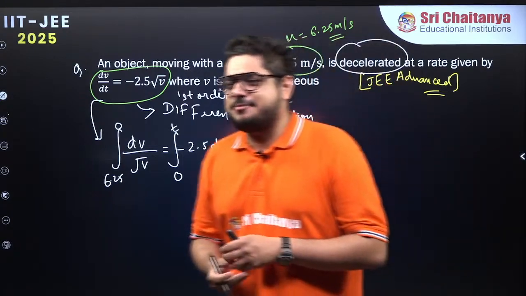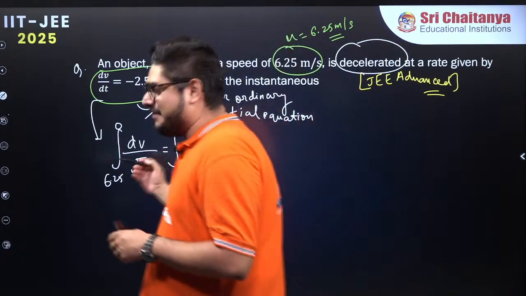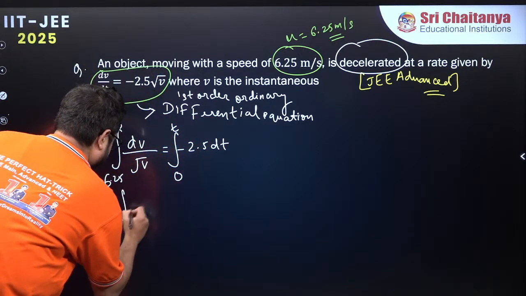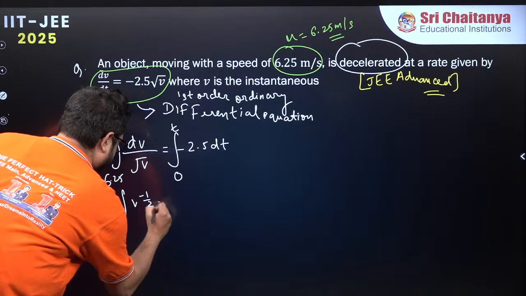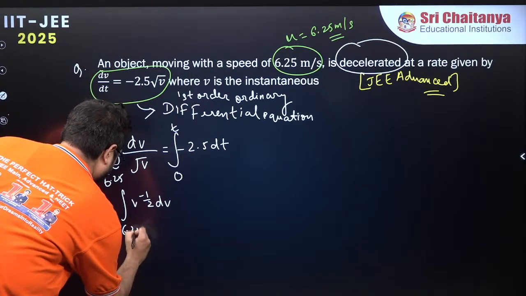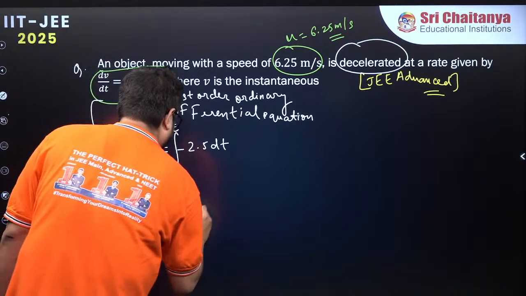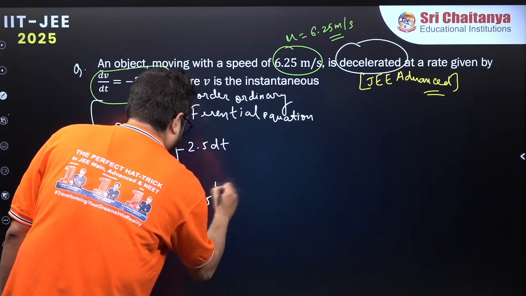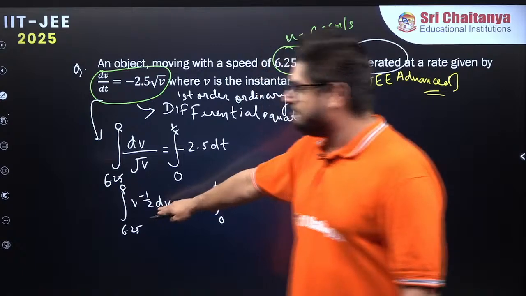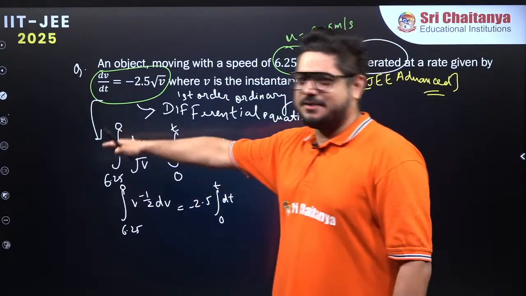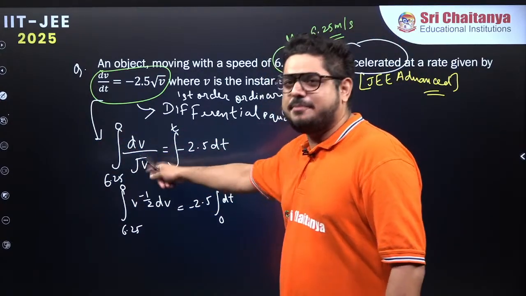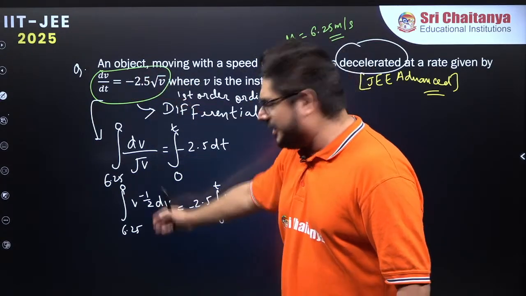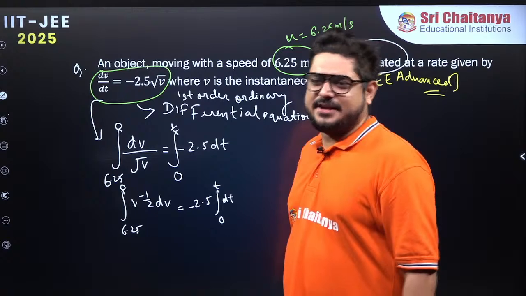First thing, what needs to be done? Pay attention here. dv by root v. So this integral becomes v to the power minus half dv, limits 6.25 to 0. And over here we are having minus of 2.5 integral of dt, limits 0 to t. Clear this step? I hope that this step is clear to everyone. This was v to the power half. I am taking it to the numerator, isn't it? It's going to become v to the power minus of half dv.